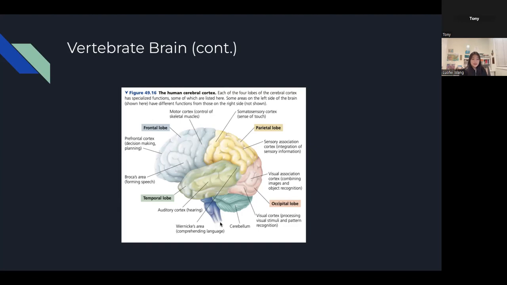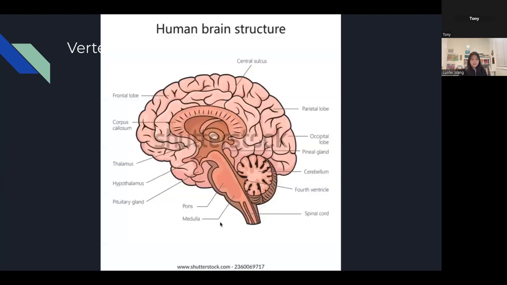And then the midbrain has a bunch of little parts, but they're all very important. It includes the hypothalamus, which controls the pituitary glands, which then control hormones, and it basically regulates temperature, hunger, your sex drive, and also emotions.